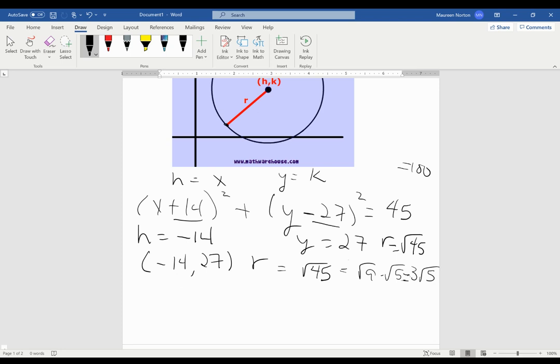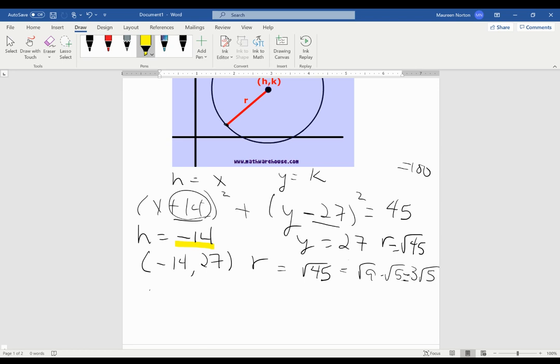But I digress. Anyway, this is what we're looking at for our values. And when we're doing this, you do the opposite. This looks like a plus 14, but our H is negative. It's the opposite sign. That's it.